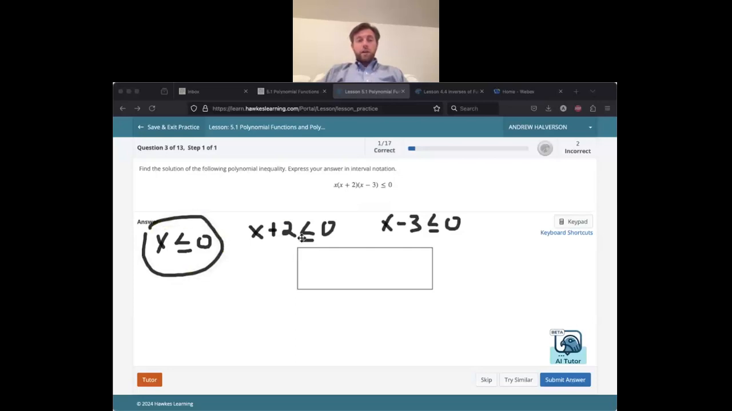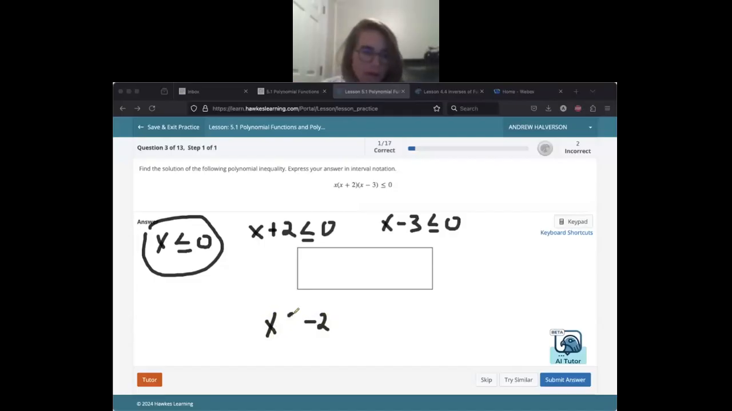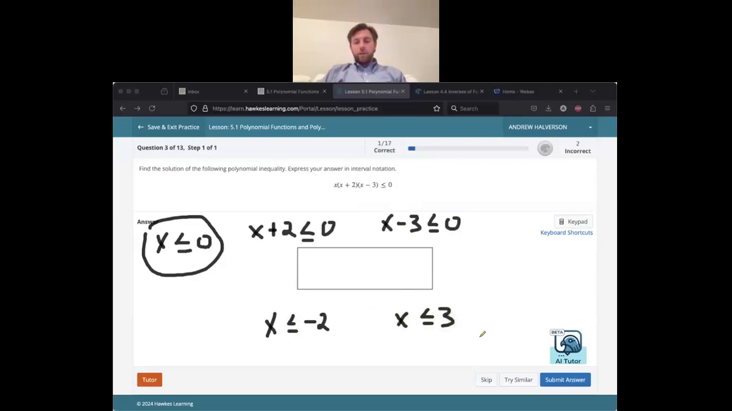So this one's already done. How about this one? What's the solution? x is what? Equal to, greater than, less than what? Less than or equal to -2. Right. Good. I just want to see if you remember your inequalities. And then how about this one? We add 3 to both sides, and we get x is less than or equal to 3. So now we have to write this in interval notation.